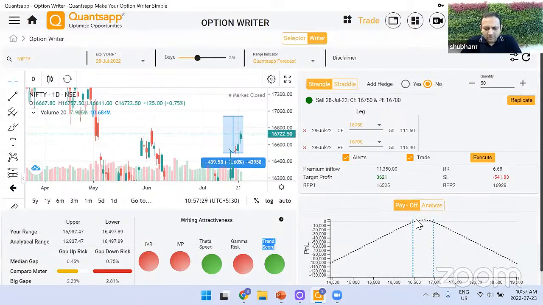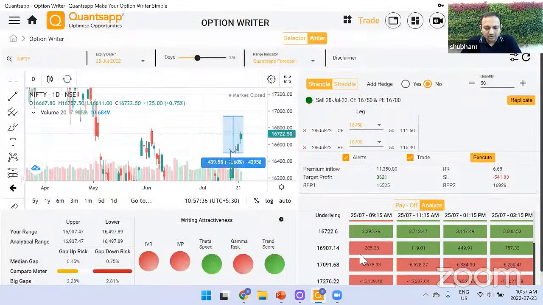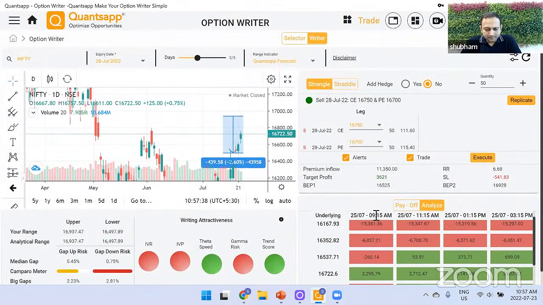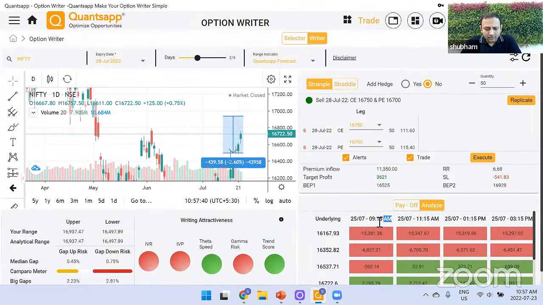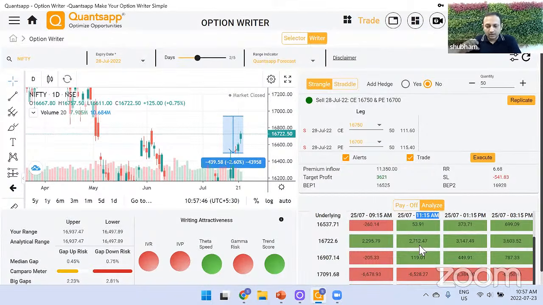On the right side, we also have payoffs. You can see what the payoff will be for whatever strategy is being recommended. Or if you want to see a table view, you can also see that on the 25th, if I want to see my payoff at 9:15 a.m., what will be the payoff? At 11:15, what will be the payoff? So it is showing you the payoff on a time basis also.